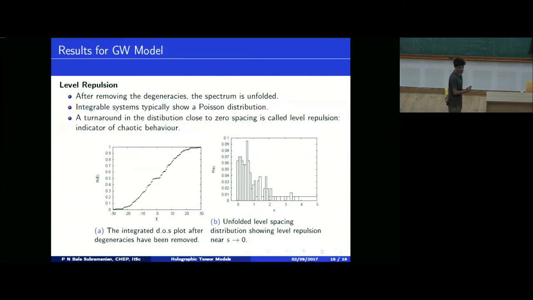To see whether the spectrum has level repulsion, we unfold the spectrum, which is a standard process. There's an algorithm, and you can plot the integrated density of states after the degeneracies have been removed, and the unfolded level spacing. If you look at it here, the probability of finding a level at a distance s from any eigenvalue goes up and comes down, which essentially means that there are no real close degeneracies. An integrable system, for example, will have a Poisson distribution, which will look something like this. The fact that there is a turnaround is a major indication that the system has level repulsion and thereby random matrix behavior.